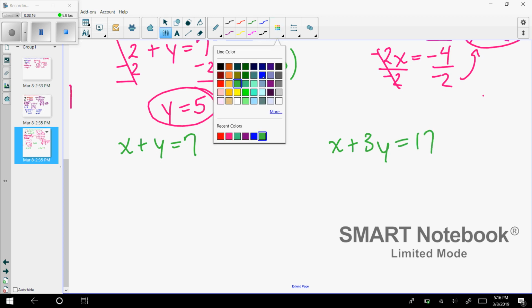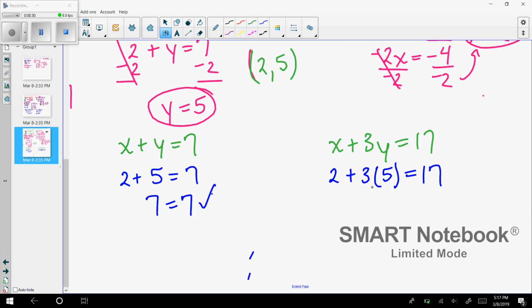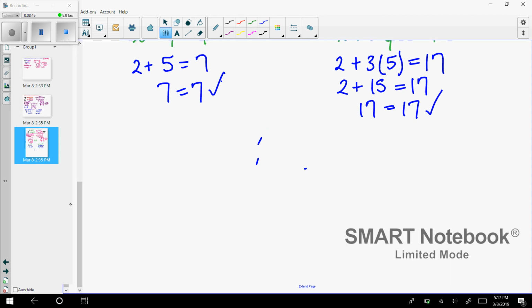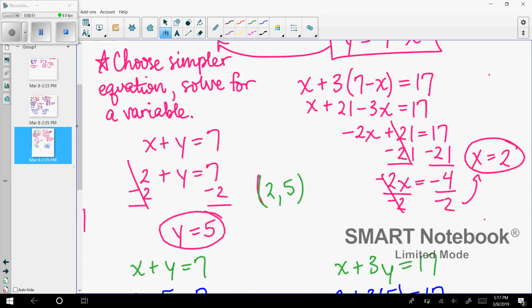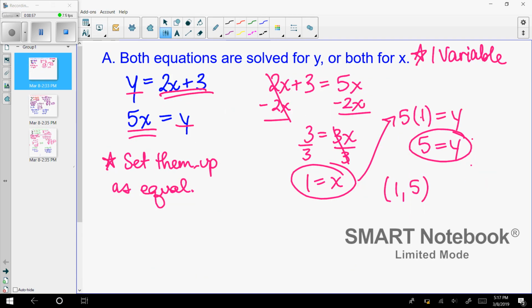So let's do it. 2 plus 5 equals 7. 2 plus 3 times 5 equals 17. 2 plus 5 equals 7, which is in fact 7. 3 times 5 is 15. And I have 2 plus 15 equals 17. 17, you guessed it, is equal to 17. So hopefully that helped you to see how to sort these and then how to move forward with each of them. And if you're still struggling, try rewatching the video, or you can always email us with any questions.